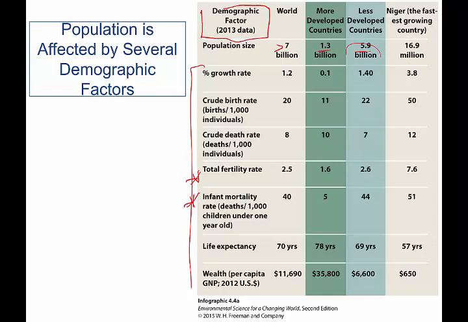most of the people in the world are in the less developed countries, and with Niger, you've got 16.9 million. This is one country. If you look at the percent growth rate, you can see by far the highest growth rate is in Niger. Second highest, less developed country. And then if you look at most developed, there's a huge difference.